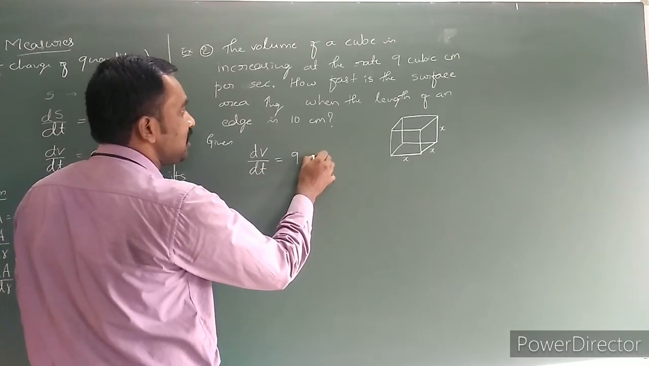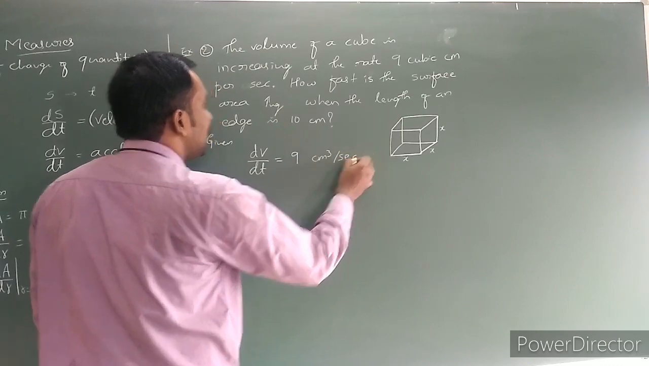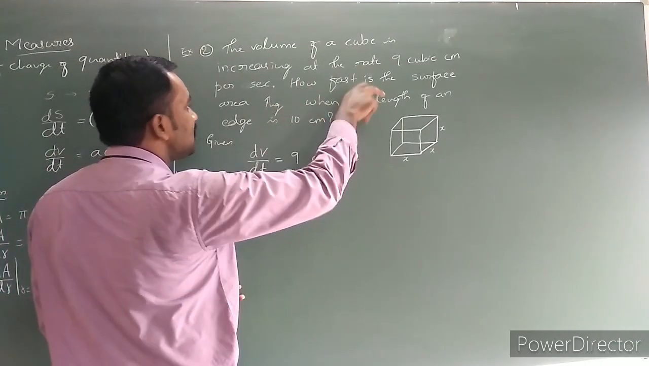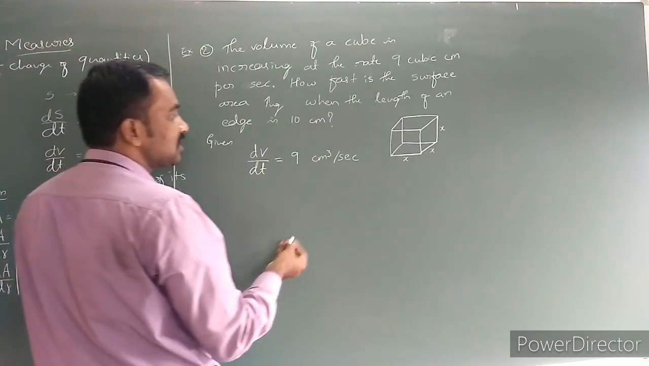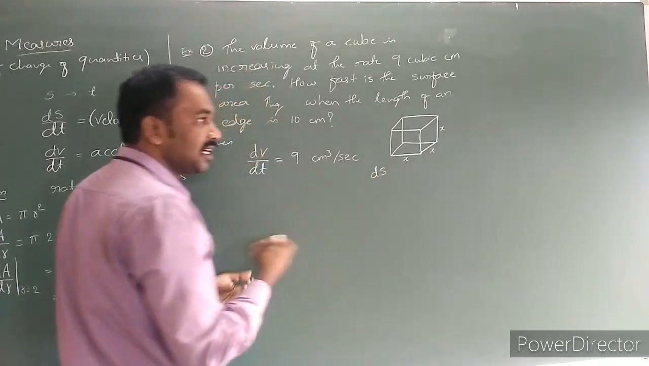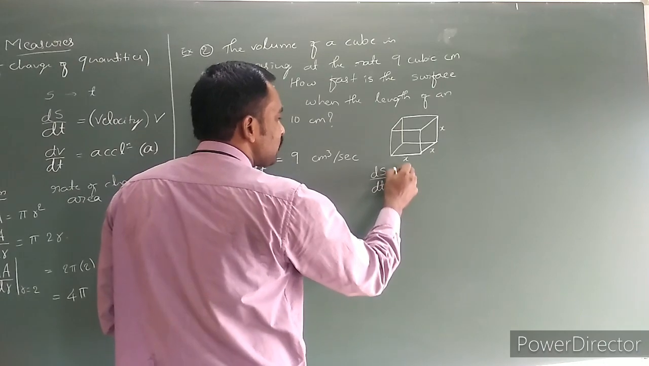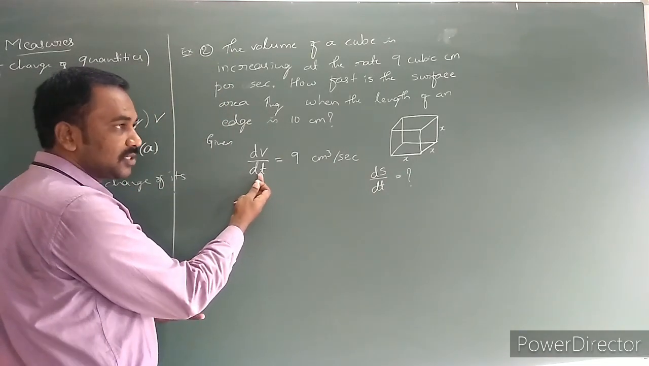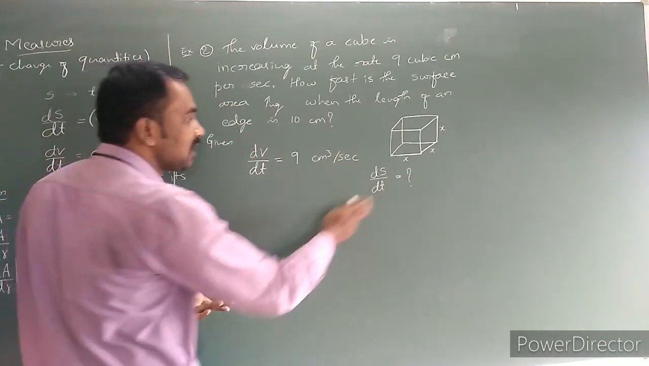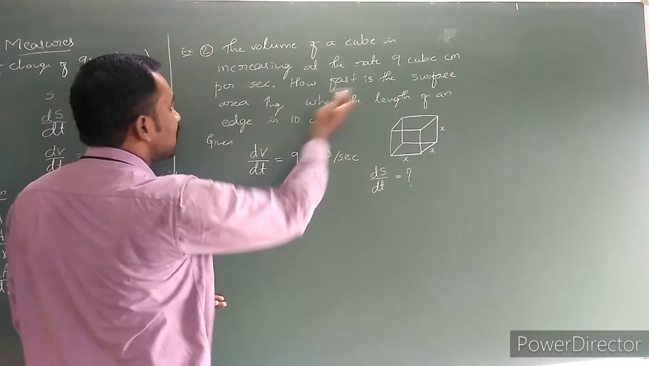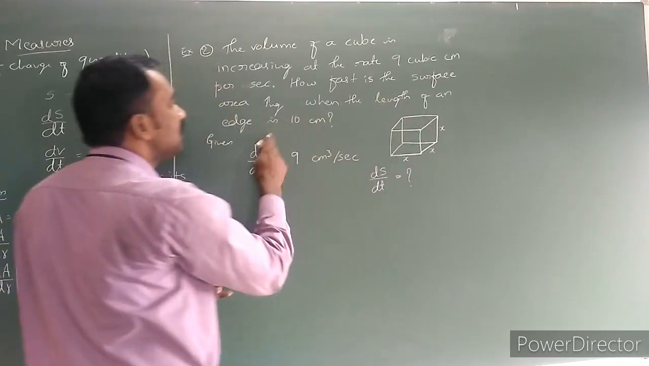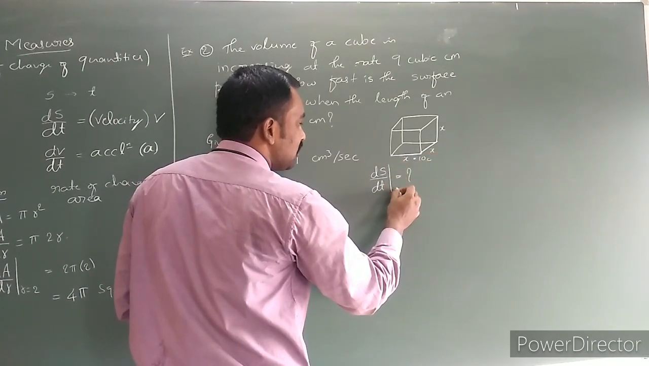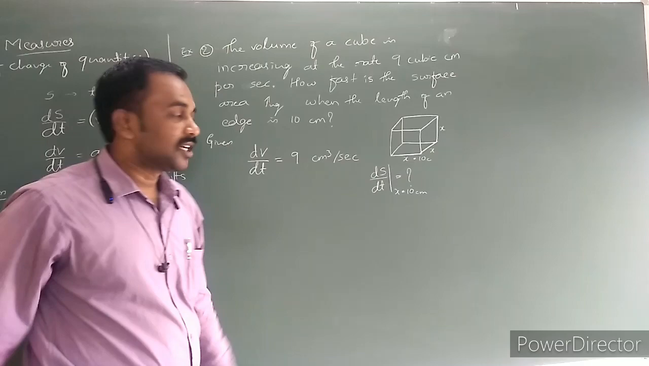How much is it given? 9 cubic centimeters per second. This is the first quantity. Next, how fast is the surface area increasing? That means the surface area, let me choose it as S, is increasing with respect to time. This is the quantity we need to find. And how fast is the surface area increasing when the length of an edge is 10 centimeters? So at x equal to 10 centimeters we need to find it.